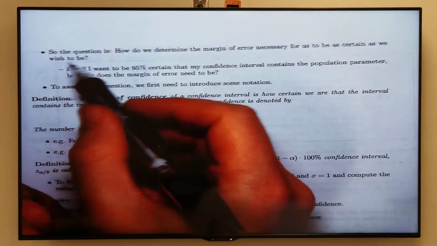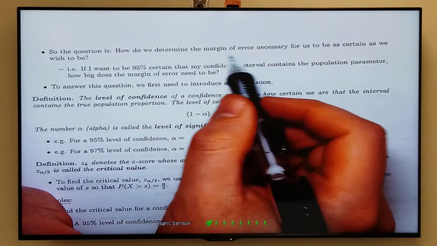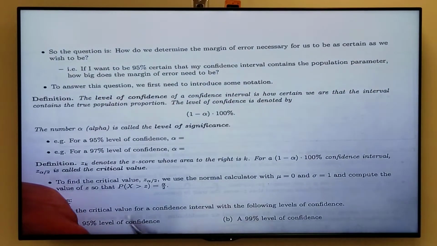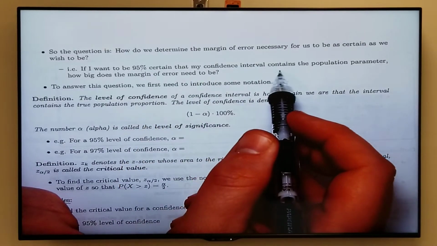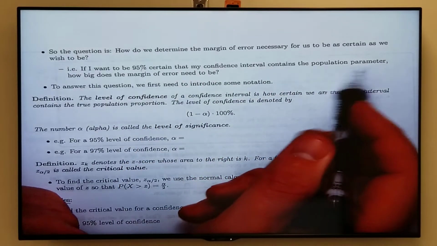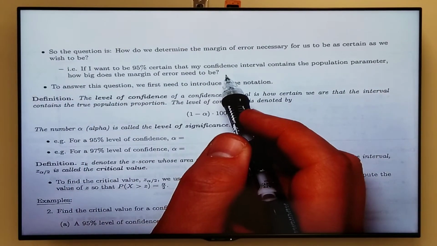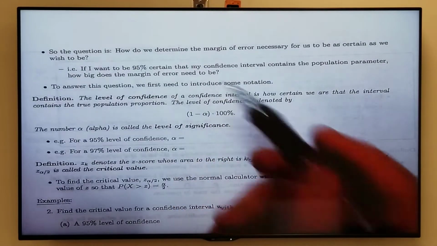Okay, so the question that we want to be able to answer is this: how do we determine the margin of error necessary for us to be as certain as we wish to be? In other words, if I want to be 95% certain that my confidence interval contains the true population proportion in this case, then how big does my margin of error need to be? Okay, so we're going to answer that question.